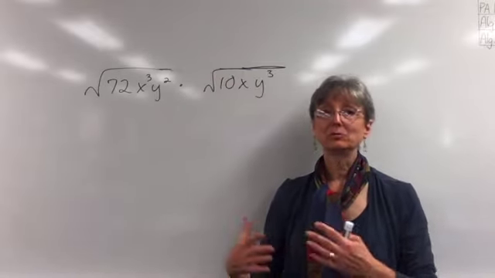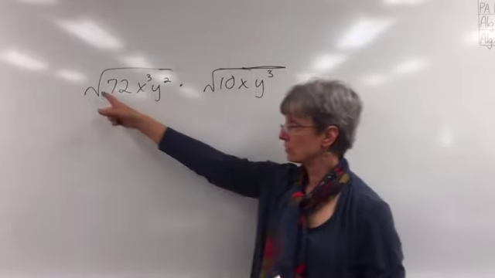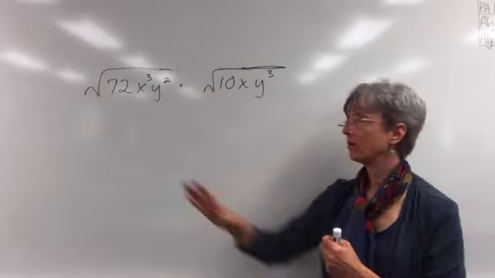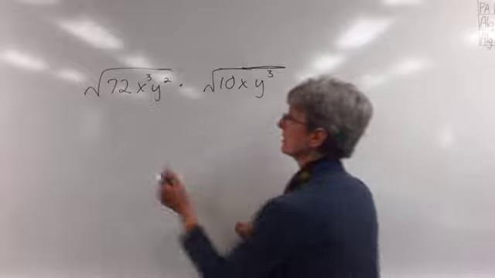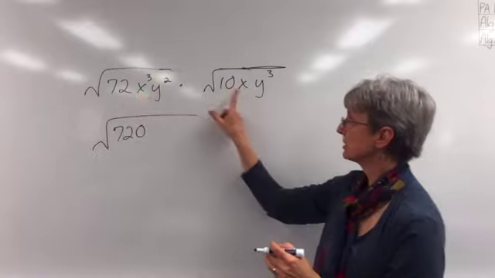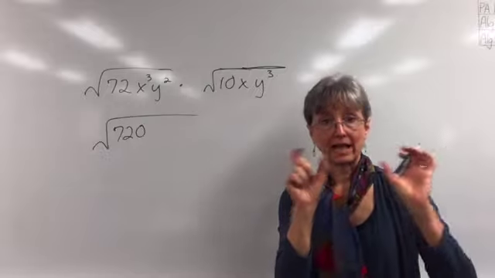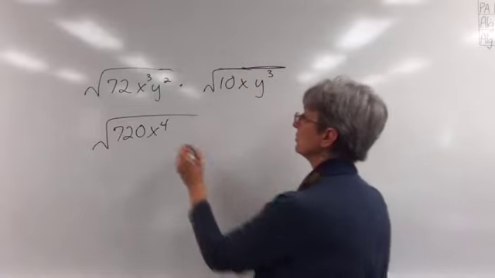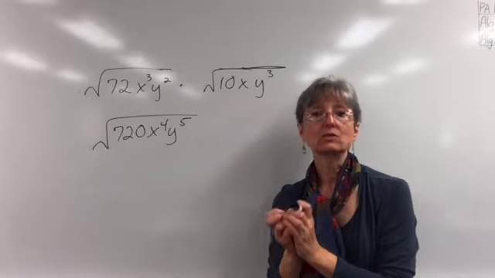Okay, so now we have this multiplication problem, and we're going to want to simplify our answer. Notice these are both square roots. The index is 2, so that means I can go ahead and multiply all of this together. So do the numbers. 72 times 10 is 720. So I have the square root of 720. x cubed times x is x to the 4th. Remember, when I'm multiplying, I just add the exponents. And y squared times y cubed is y to the 5th. Okay, now I've combined these into one radical.